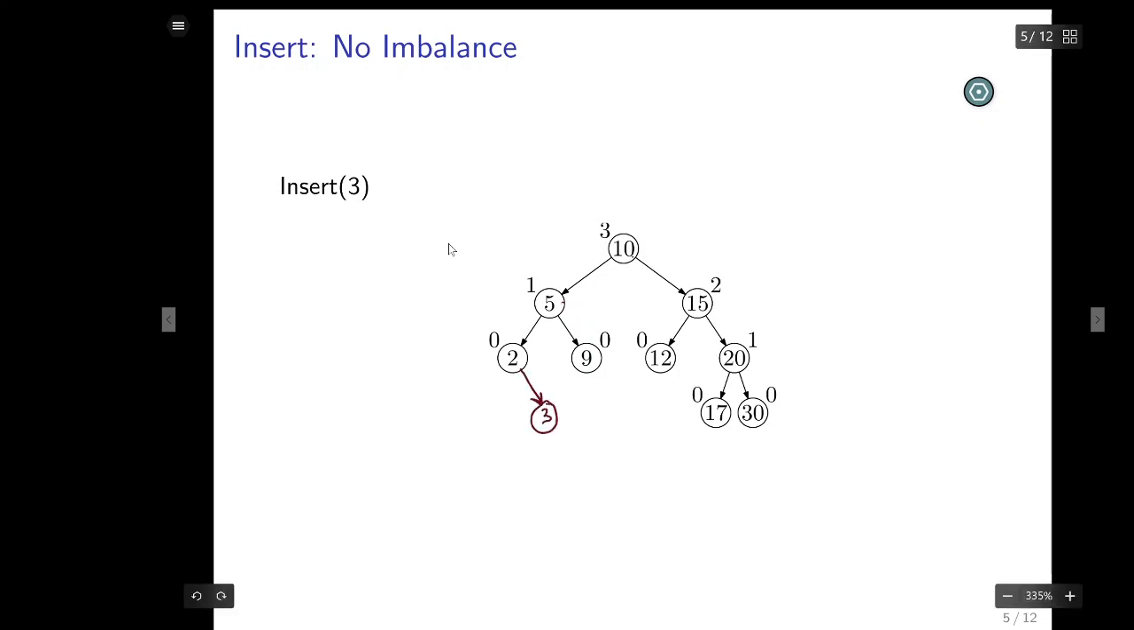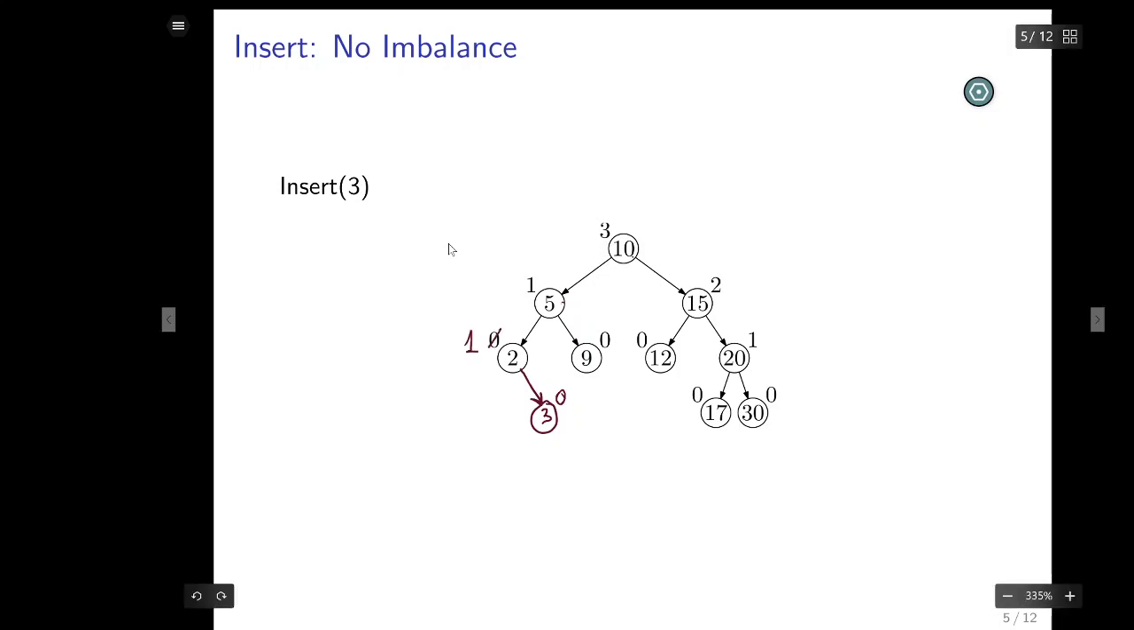Now we start crawling back up out of the recursion, assigning the new height values to these nodes if necessary. The leaf has height 0. We go up to the parent. The parent says, oh, I've got a child of height 0. My height has to be 1 plus my tallest child. So I have height 1.